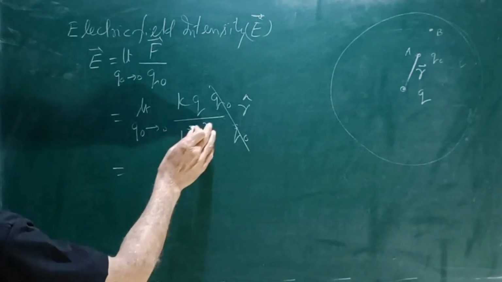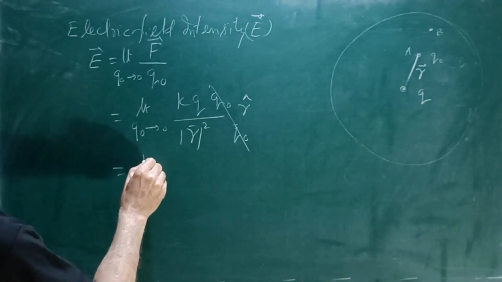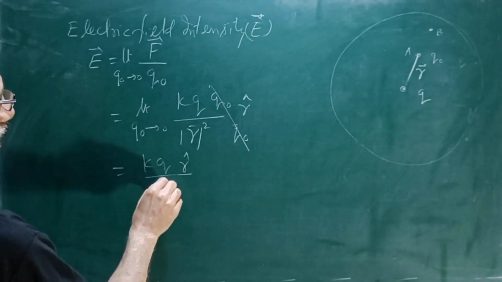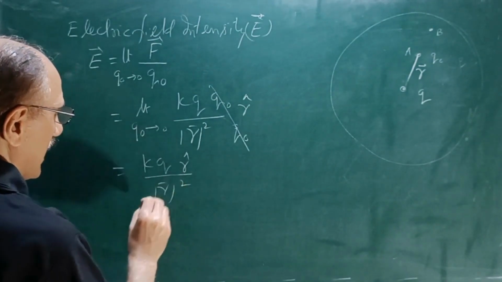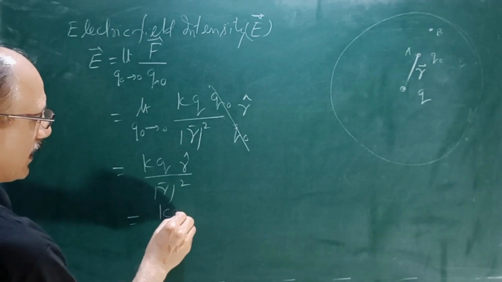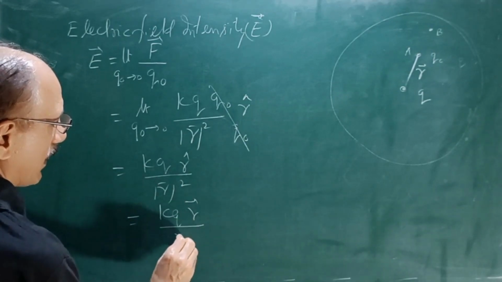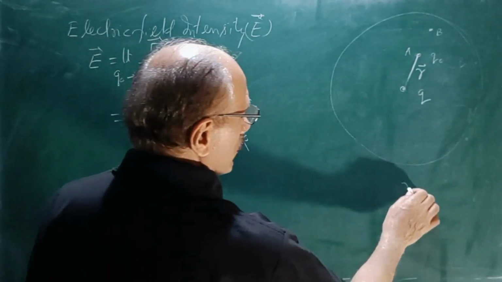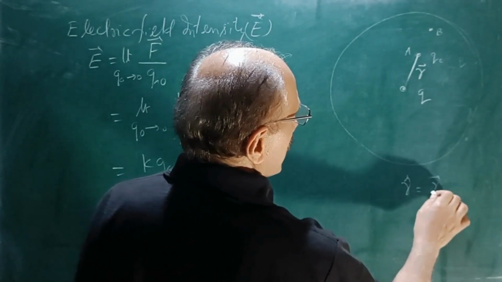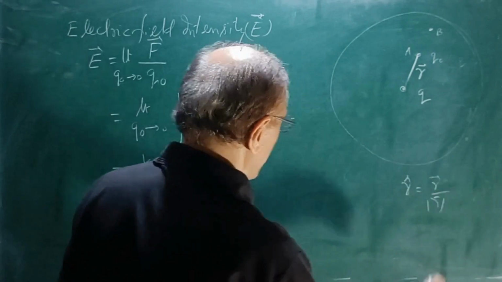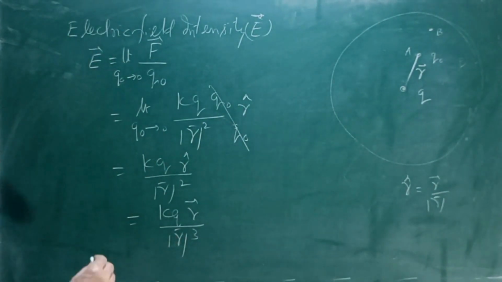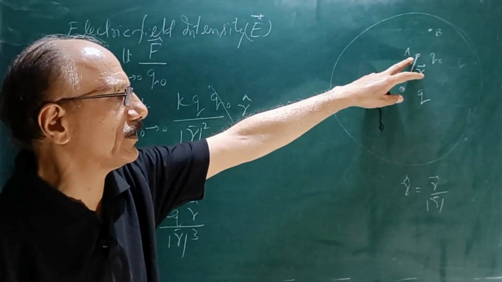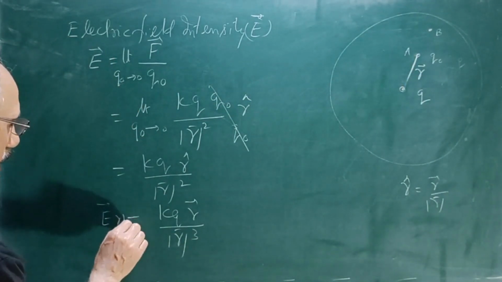So after taking the limit of Q naught, you will get KQ R unit vector divided by R square, and that can be written as KQ R complete vector divided by mod R cube, as the R unit vector is always equal to the vector divided by its magnitude. So this will become R cube. This is the electric field intensity at this point. You can write it as E R.